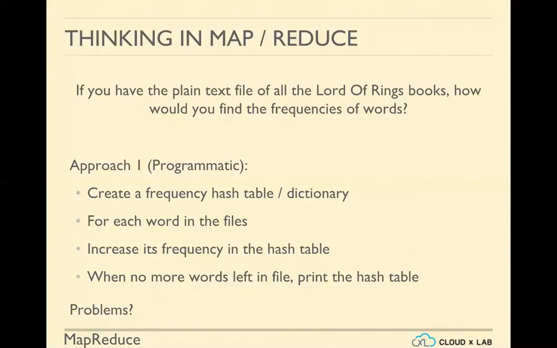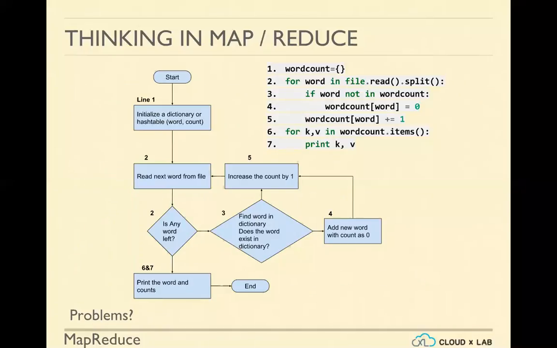So we can have multiple threads, right? The most simple approach that we all end up doing is create a frequency hash table or a dictionary, and for each word in the files, increase the frequency in the hash table. If no more words are left in the file, print the hash table. Here is the Python code, it's functional code. There's a word count hash table. For word in file.read().split(), if the word is not in word count, then set word count of word equal to 0.